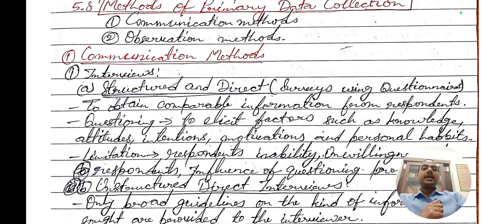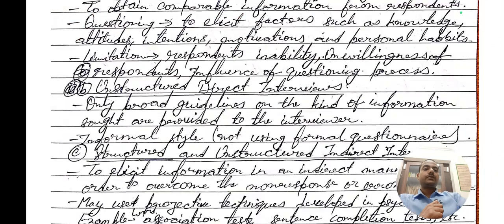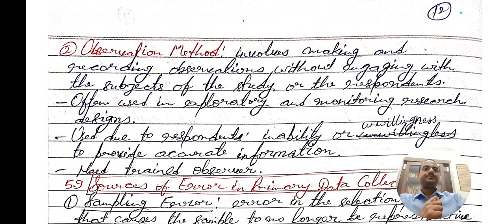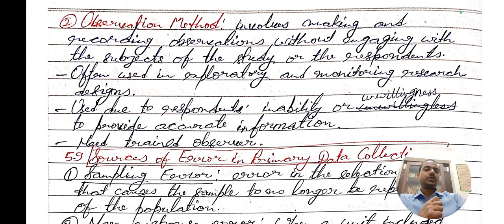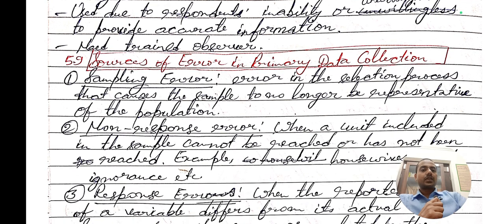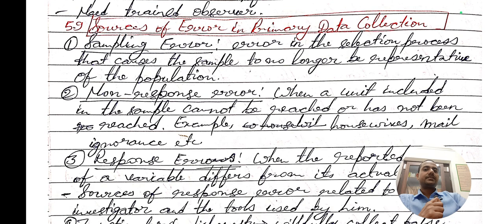And second, we have the observation method. It involves making and recording observations without engaging with the subjects of the study or the respondents. It is often used in exploratory and monitoring research designs, and used due to respondents' inability or unwillingness to provide accurate information. So a trained observer is needed.